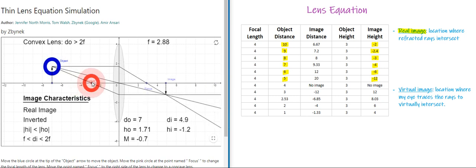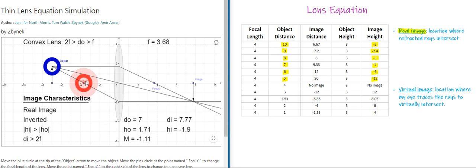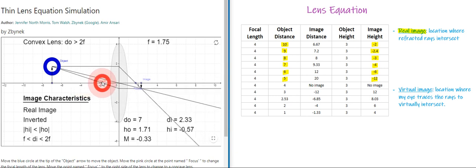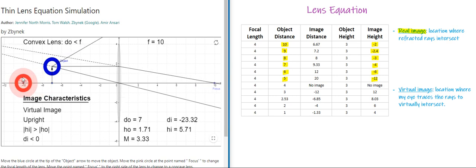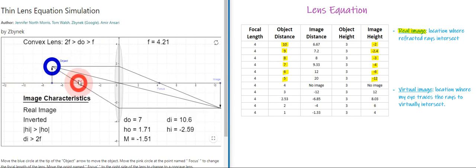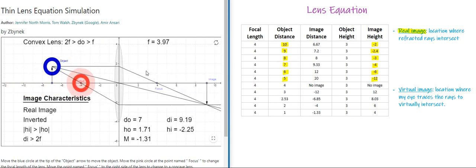So if I change the focal length, you see the actual physical structure or geometry of the lens changes. We get a fatter lens when the focal length is very short, and when the focal length gets longer, we see a much thinner lens. But all of these lenses are considered to be small or thin lenses.